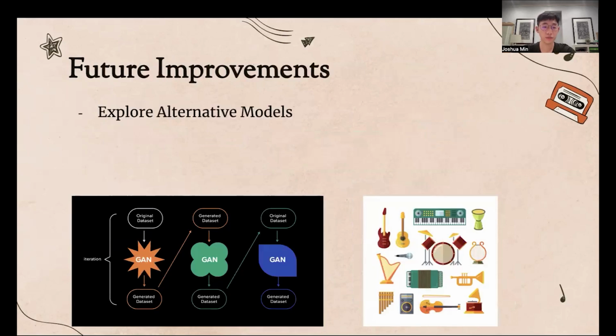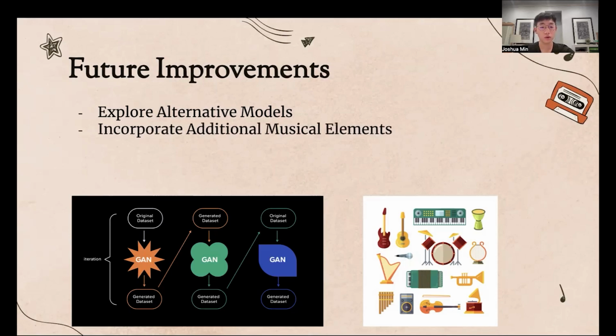So some further improvements are exploring alternative models. So this could include experimenting with other machine learning architectures such as transformer models and GANs for enhanced music generation. And then we also plan to incorporate additional music elements, and so we can expand beyond melodies to generate accompaniments, harmonies, and percussive elements.